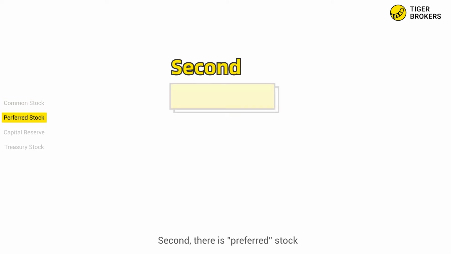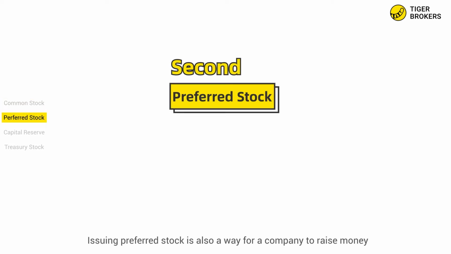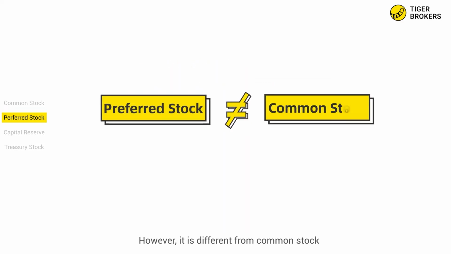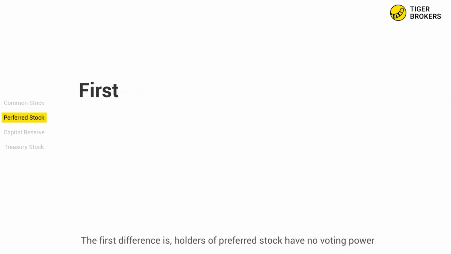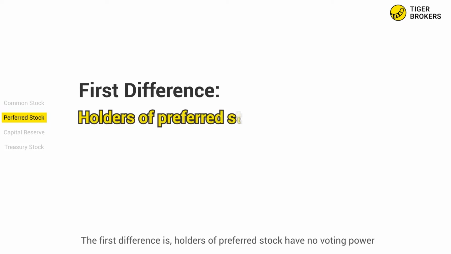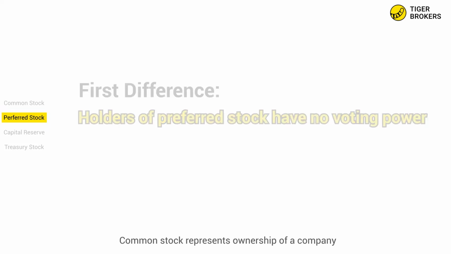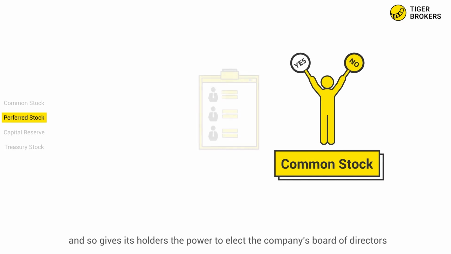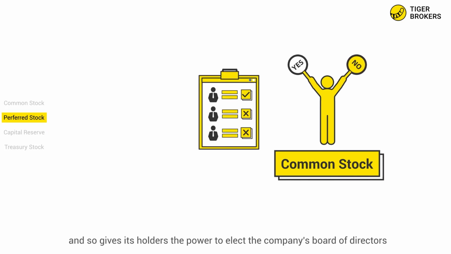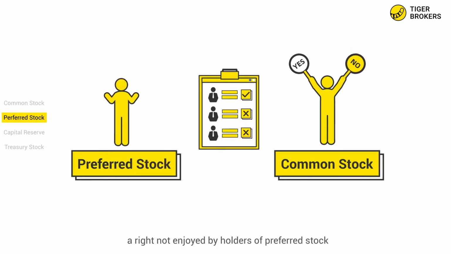Second, there is preferred stock. Issuing preferred stock is also a way for a company to raise money. However, it is different from common stock. The first difference is, holders of preferred stock have no voting power. Common stock represents ownership of the company and so gives its holders the power to elect the company's board of directors, a right not enjoyed by holders of preferred stock.